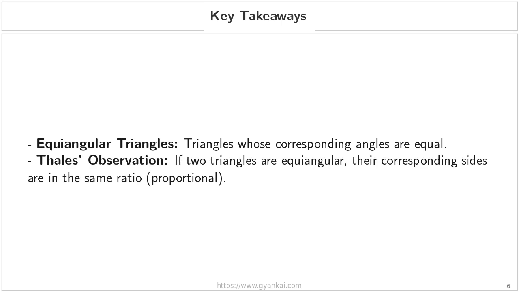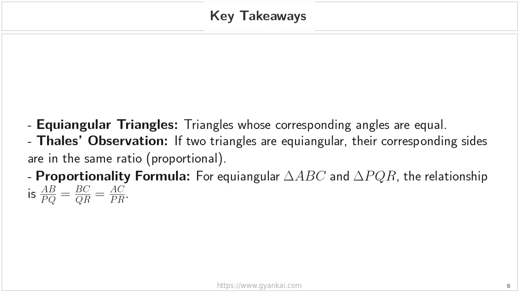Next, we have Thales' observation. This was the core principle we explored earlier. Thales discovered that if you have two triangles that are equiangular, their corresponding sides aren't just random, they are proportional. This means they change at the exact same rate.